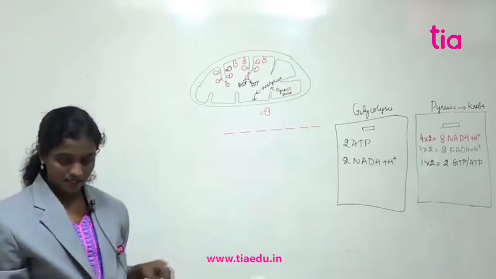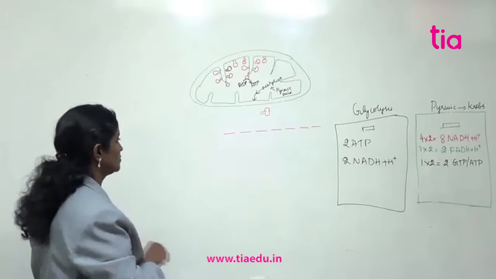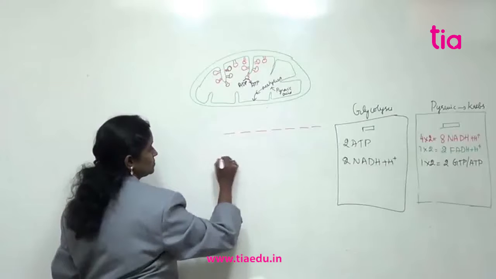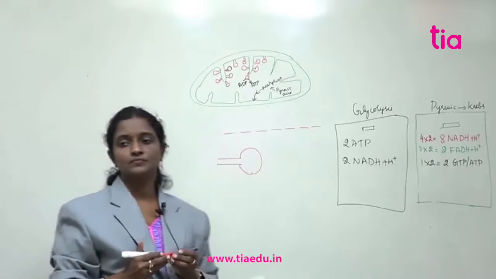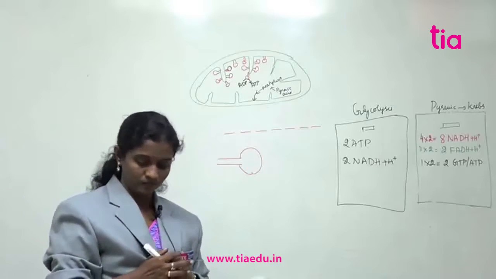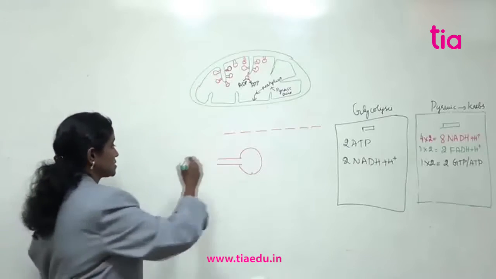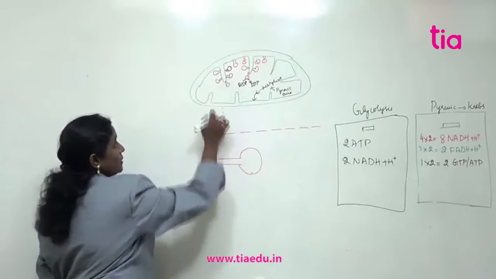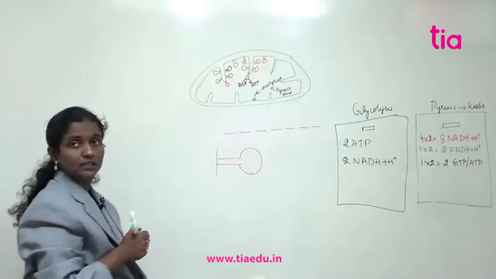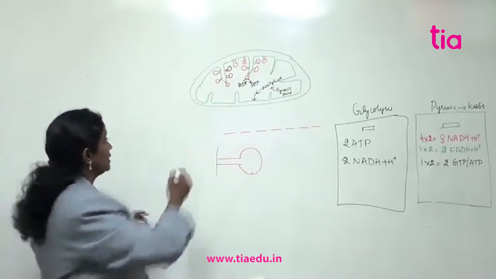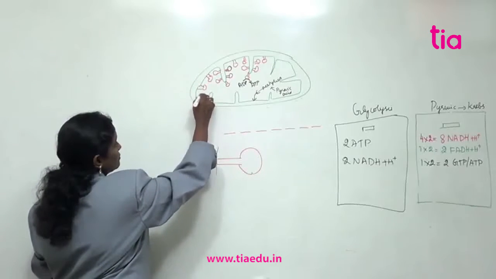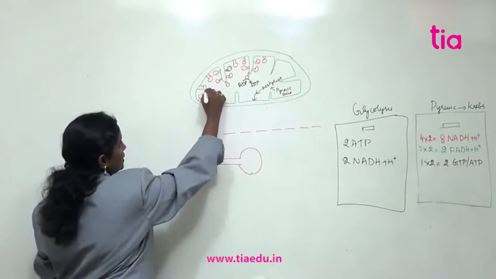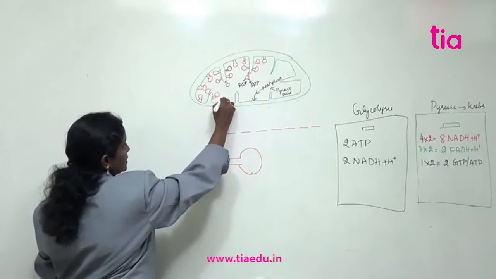What is this stalk and knob called? In the inner membrane we have the stalk, and I'm zooming into one of them. It should be throughout, not only on one side. So don't assume it is present on only one side. It is present throughout the inner membrane of mitochondria, in an equidistant way.